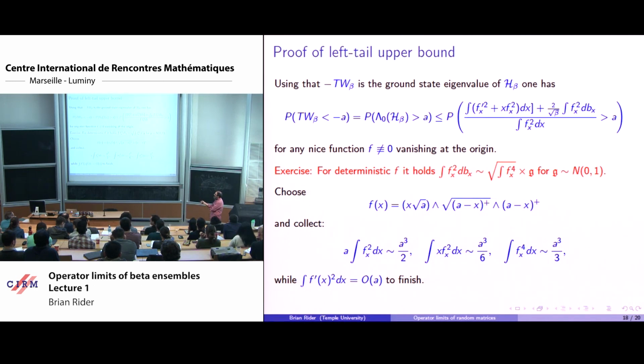The square root of a minus x is 0 at 0, and its derivative is integrable at a. So if you fix it up to live in the right space and stick this thing in there, you do some very simple calculations and you see all these a cubes. And it's wonderful. Remember, what we're supposed to get is e to the minus a cubed times beta over 24. So that's it. That's the proof.